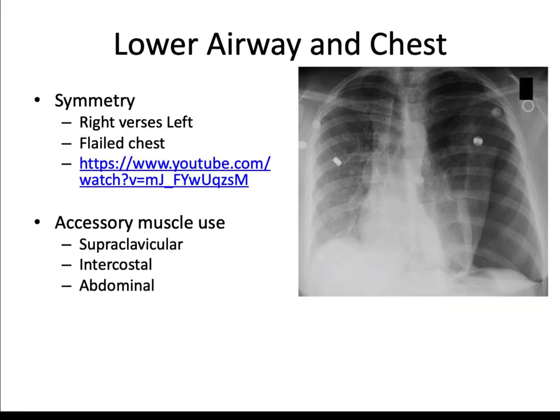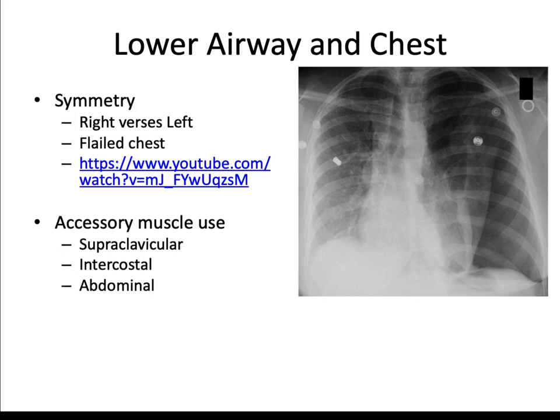We're talking about the symmetry of the chest. We want to look at right versus left, right? We want to make sure that we have good equal bilateral chest rise, right? We don't want to see any unilateral stuff, just the right going up or just the left going up, okay? We definitely want to look for trauma, such as things like flail chest.